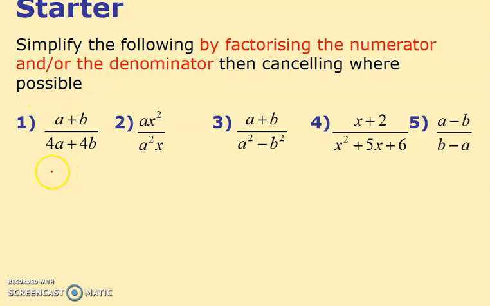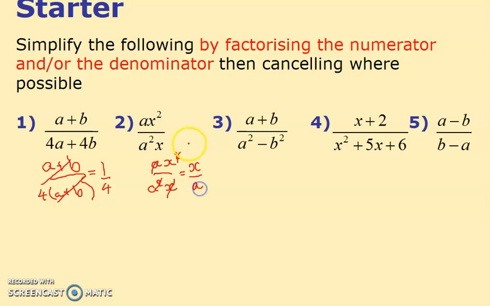This is like a GCSE type question, and here you can see this first one I can write as a plus b over 4 lots of a plus b. I can factorise the bottom, and so effectively I've got 1 on the top, and that cancels with that, and so this is a quarter. What have I got here? Well, on the top I've got ax squared, and on the bottom I've got a squared x. So I don't think there's any factorising to do. I think that cancels with one of them, and that cancels with one of those. I think I've got x over the a left over.